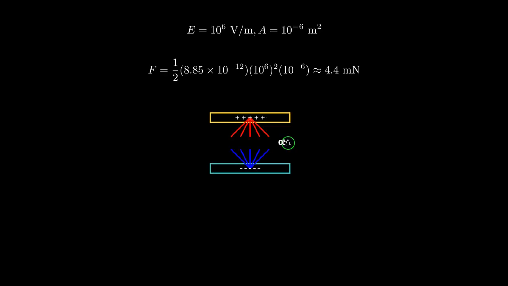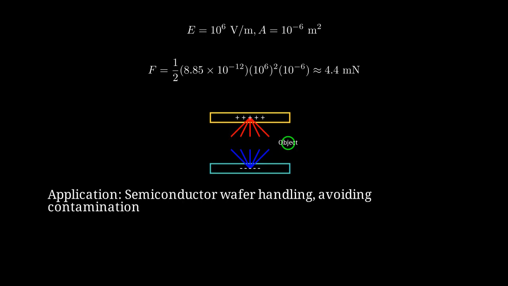This diagram shows electrostatic clamping where opposite charges create attractive forces without physical contact or moving parts. This principle is used in semiconductor wafer handling, where mechanical grippers would cause contamination.